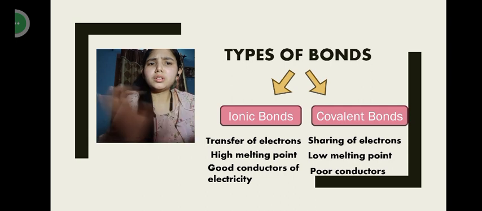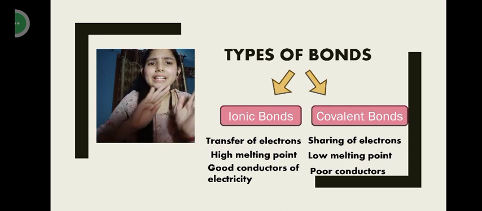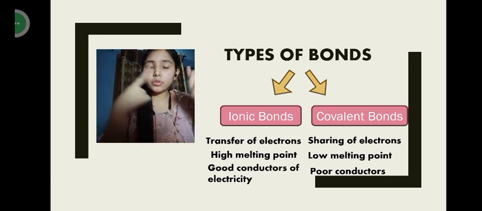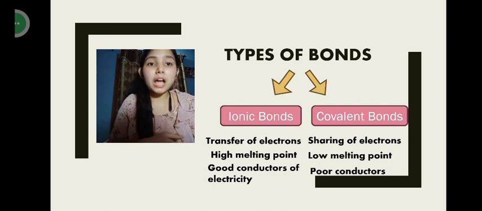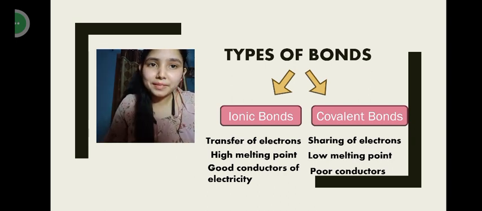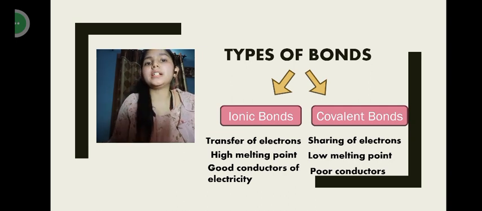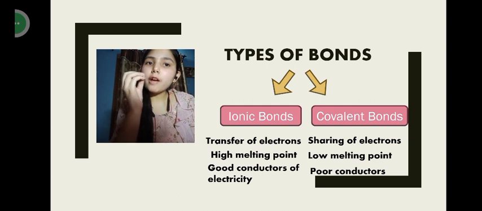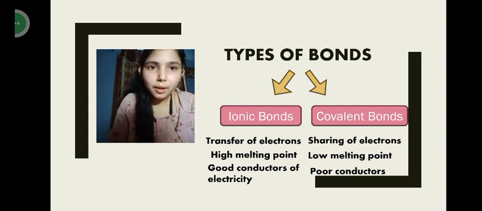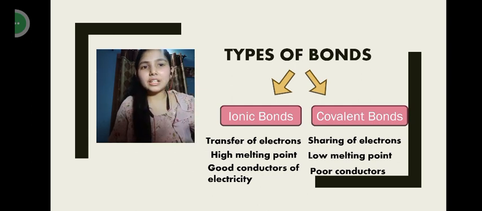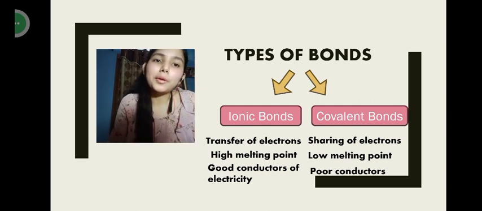So nothing to bother, we are not studying more about ionic bonds. Take it as a side topic, but have knowledge of it. What are ionic bonds? Transfer of electrons. They have high melting point, and they are good conductors of electricity. Right? What about covalent bonds? They have sharing of electrons, right? They have low melting point, and they are poor conductors of electricity. So that's it for this topic, types of bonds.